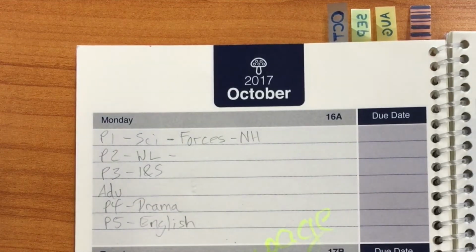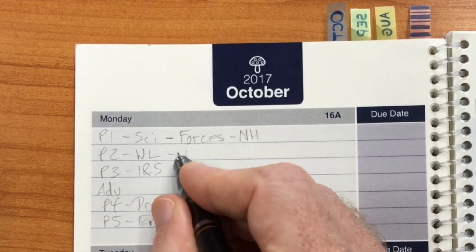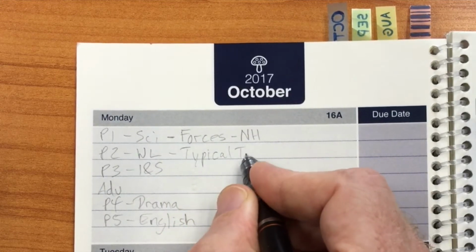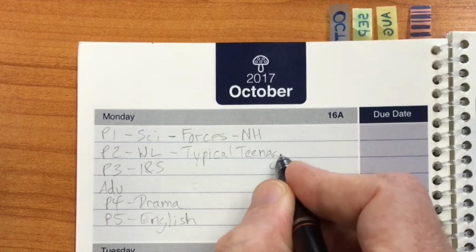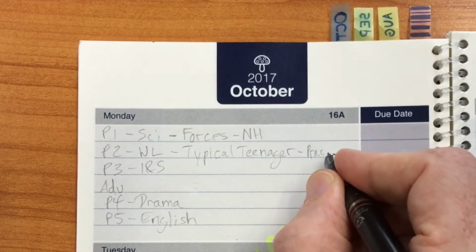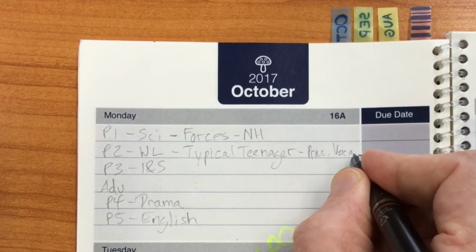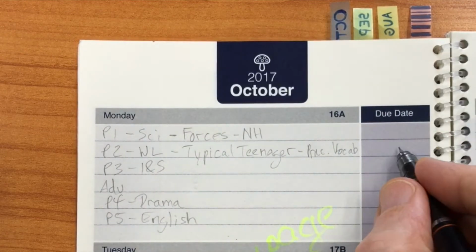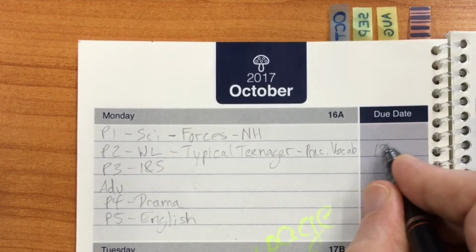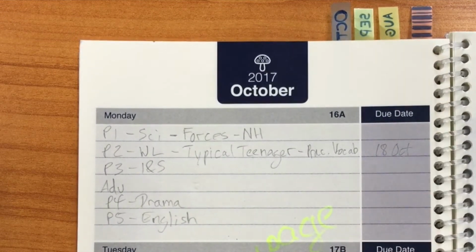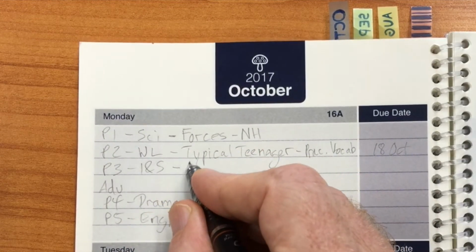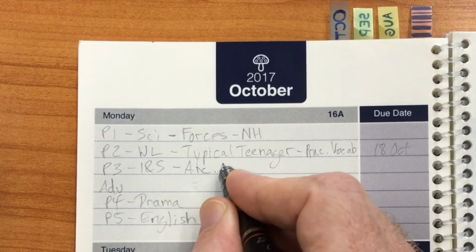World languages, let's say we're talking about different words that describe a typical teenager. And maybe I have practice vocab. And then I would put the due date, let's say it's due on the 18th. In INS, we're studying ancient, so I'm going to put ANC, civilization.